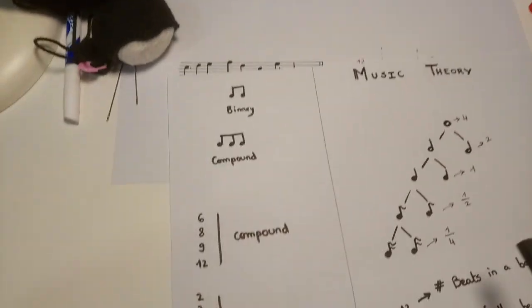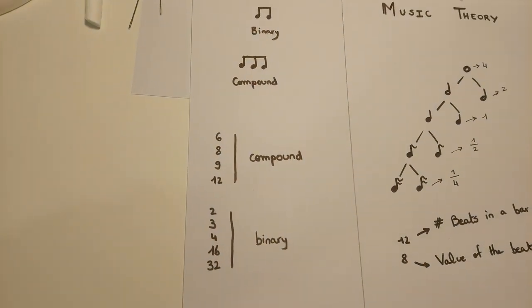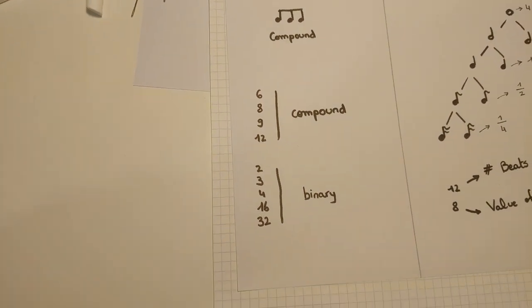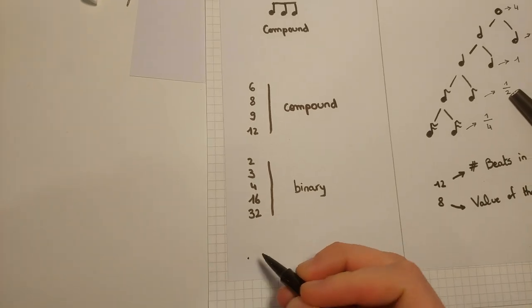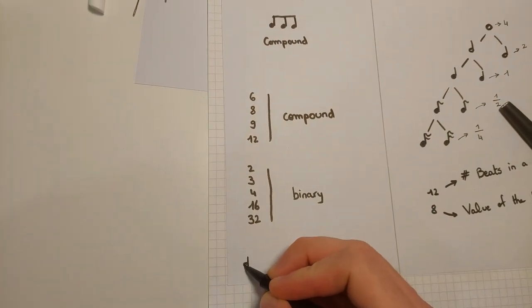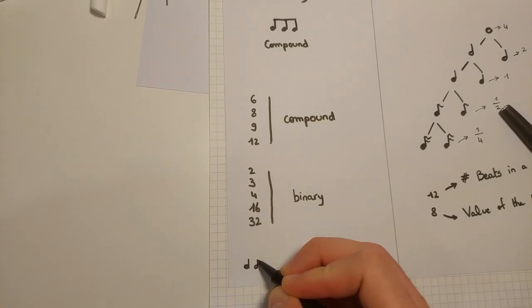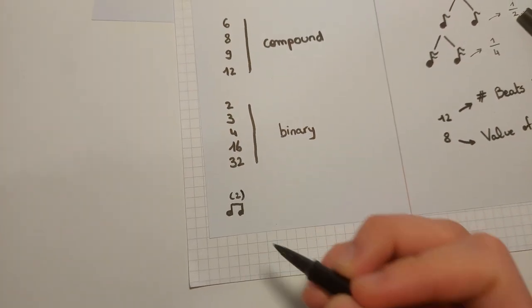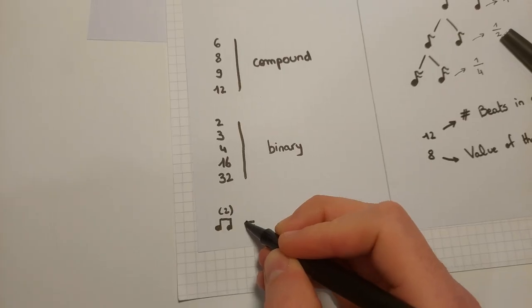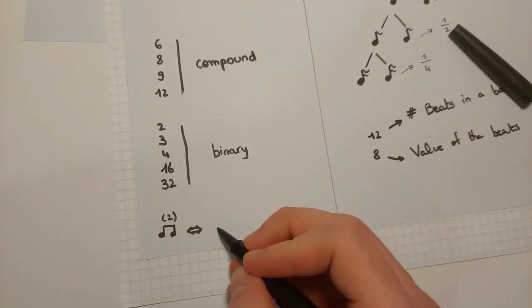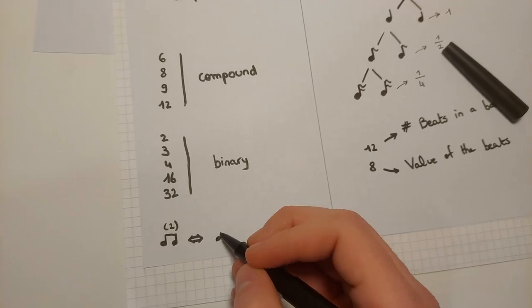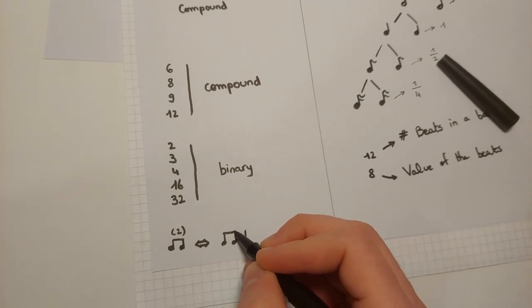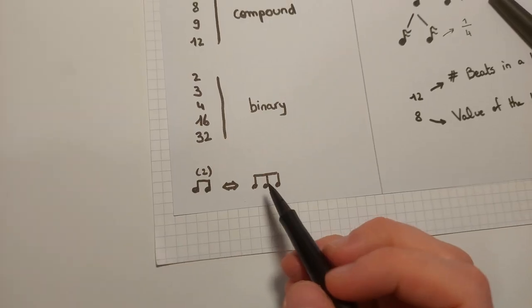But to the rule of compound and binary, there are some irregulars. For example, how am I taking this? For example, if we have that, like this, with a 2 on top, this is equivalent to 3 quavers. So this thing with a 2 on top is equivalent to this.